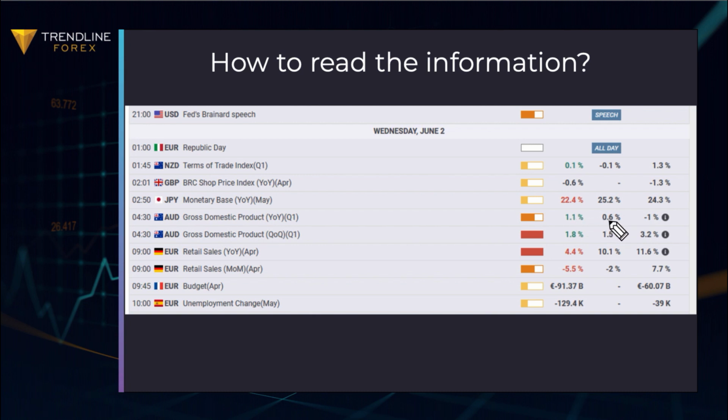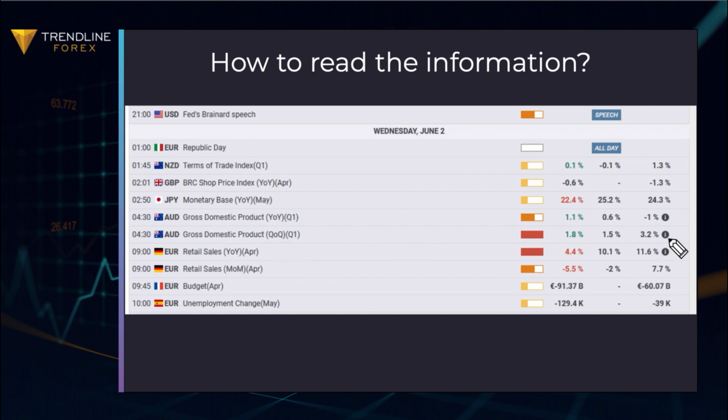And again, in this case, the expected GDP numbers for this time were 0.6%, and we are actually up at 1.1%, meaning that the Aussie dollar did well. All right, but looking at this one down here, which is the quarterly report.